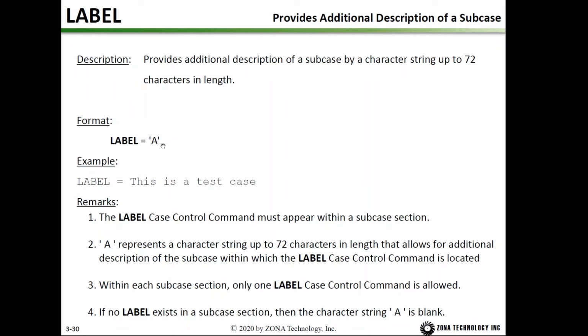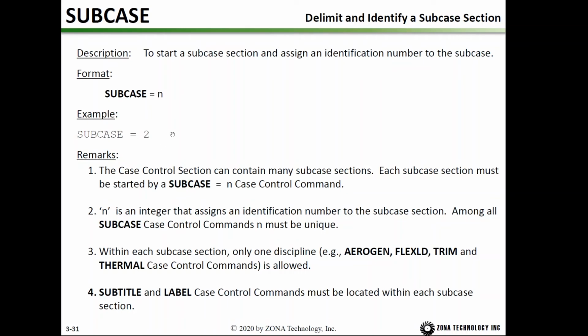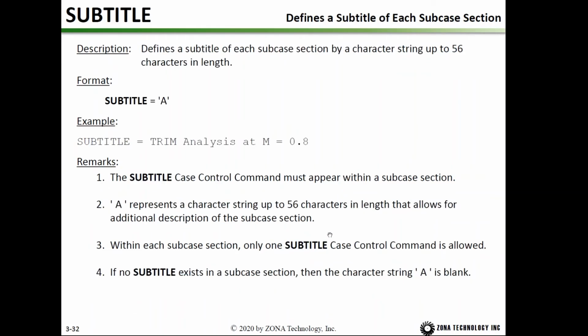So label must be located within each subcase. And then subcase, you have to have a subcase in the case control section to start a subcase section and assign an ID to the subcase. So you say subcase equal to n. So in the case control section, you can specify many subcases. Within each subcase, you must specify a discipline like AEROGEN, FLEXLD, trim, and thermal, and so on. Subtitle must be within a subcase, okay?